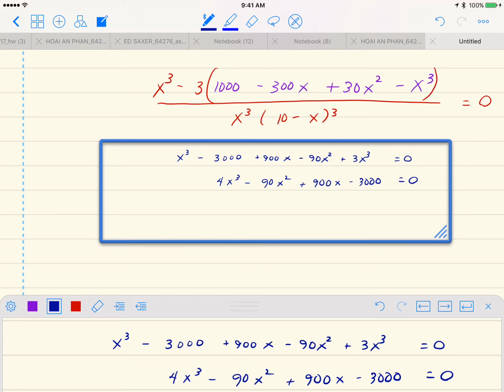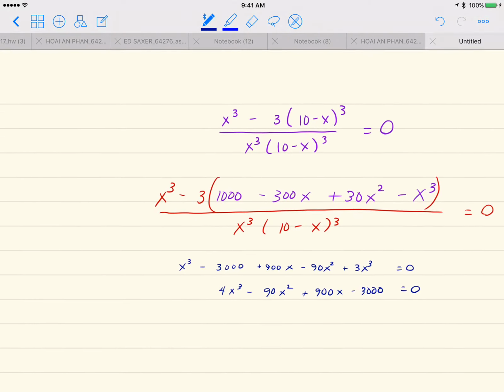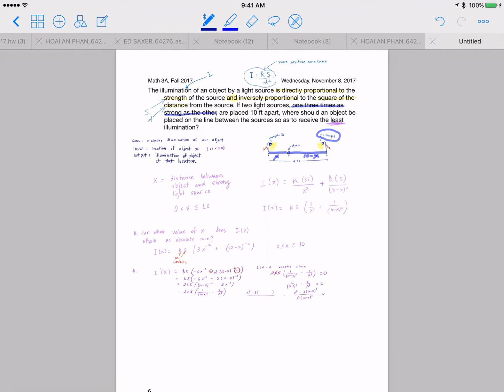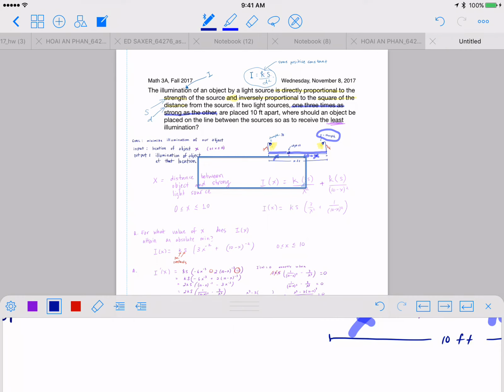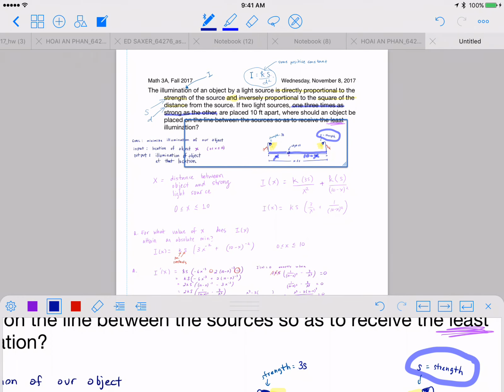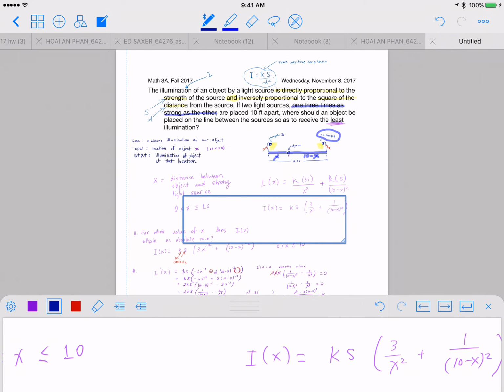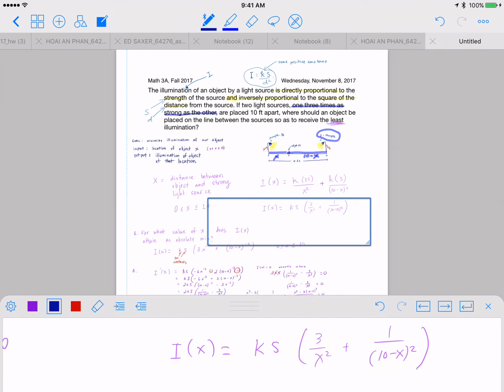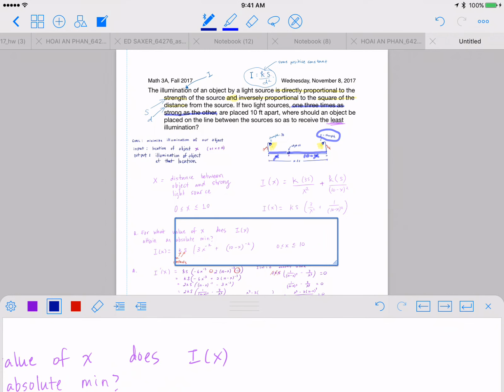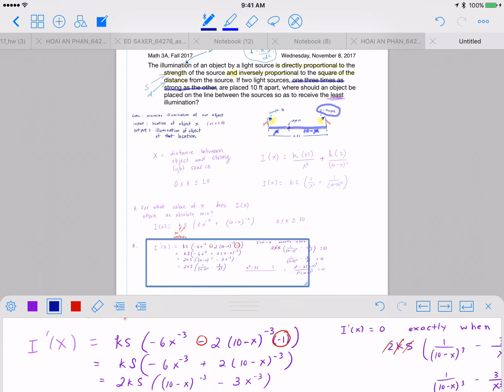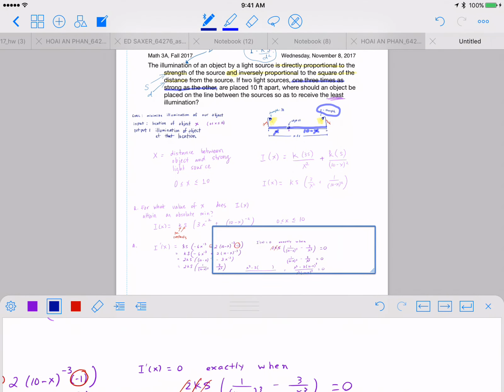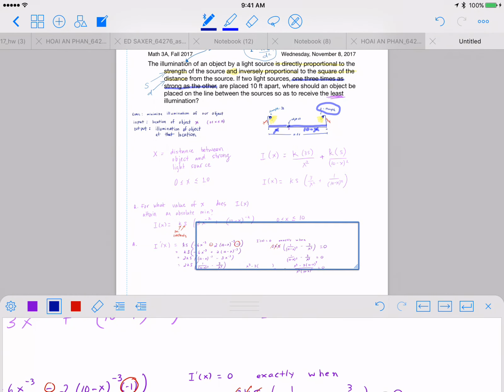Now I'm looking at this, and let me see if I see a way to solve it. So let me actually go back and let's check that our formula is correct. To the square of the distance, yep, that's it. I took my derivative correctly. So I took my derivatives correctly, okay.